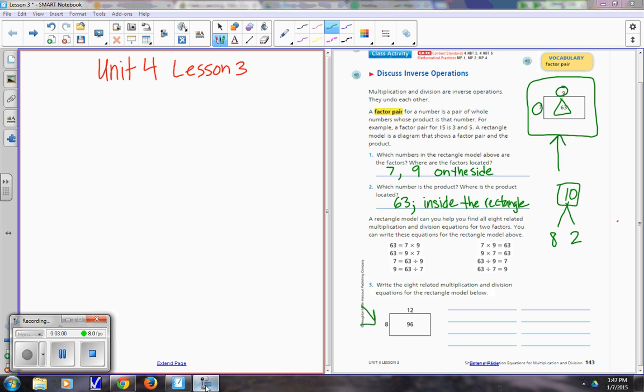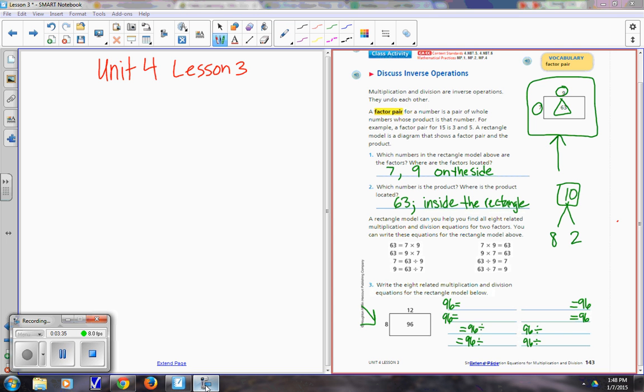You're looking at 96 is your product. 96 is your product. And then I would do equals 96. Each one of these is going to have a 96 in it. Equals 96. 96 is going to be divided by something. 96 divided by. Now that I have 96 in each one of these, I'm not going to worry about that number anymore because I've taken care of it.